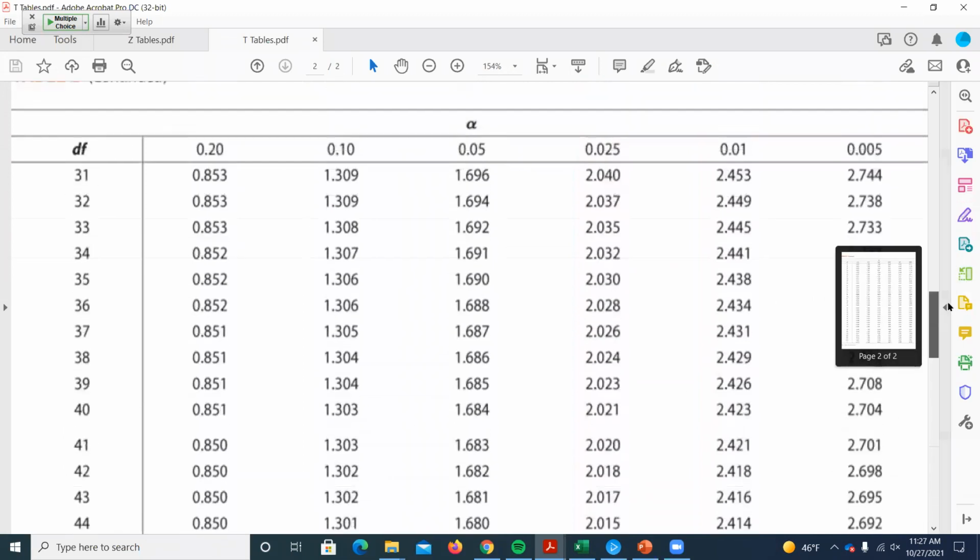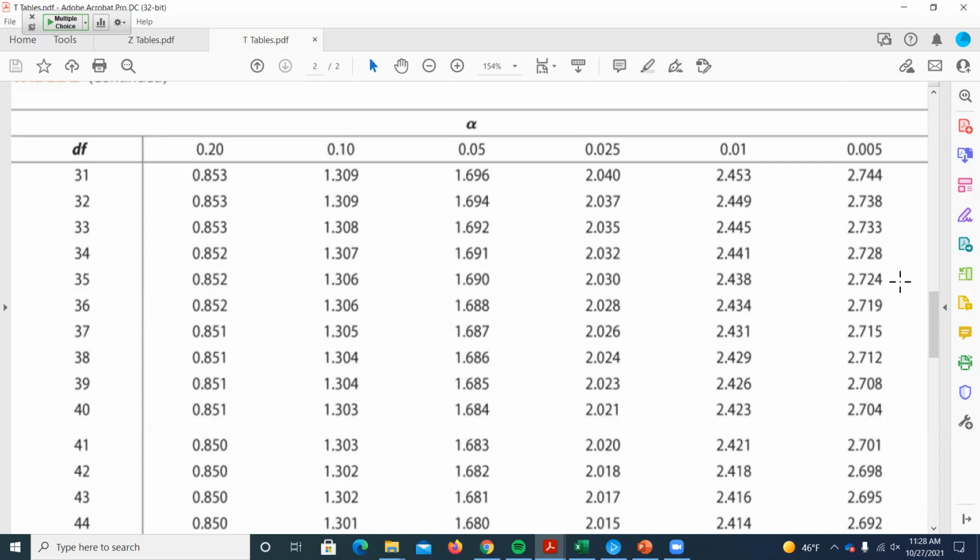So I'm going to go up here. The alpha divided by 2 value I was looking at was 0.005, so I'm going to be using this column. The degrees of freedom that I had was 35. So going over, the t value that I need to use to get that desired alpha over 2 in the tail, positive and negative, is 2.724.